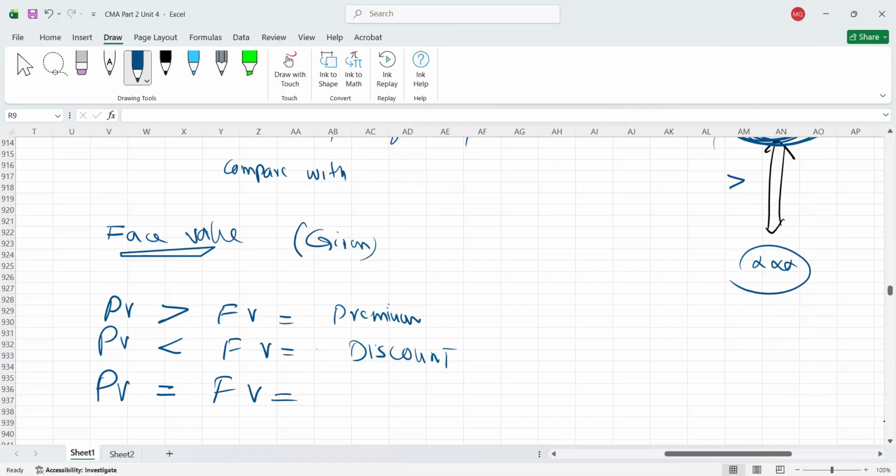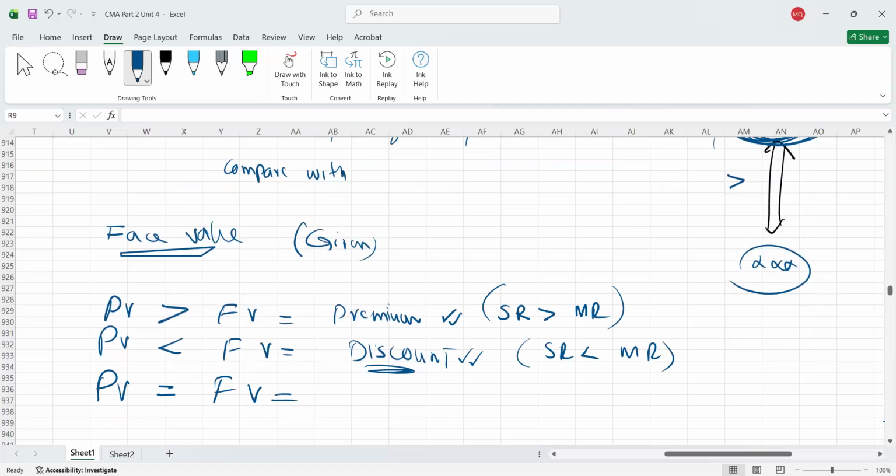Now you need to understand when this situation will arise. When will premium arise? Whenever stated rate will be greater than the market rate. I told you earlier at the start. And when will a discount situation arise? Whenever stated rate will be lower than market rate.